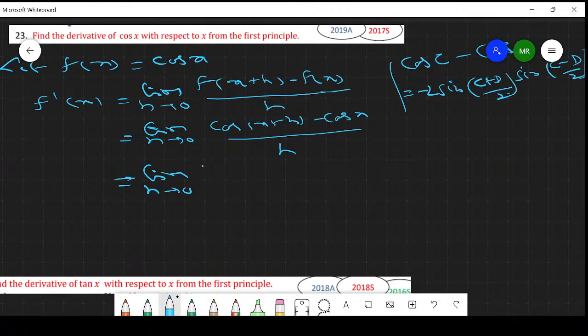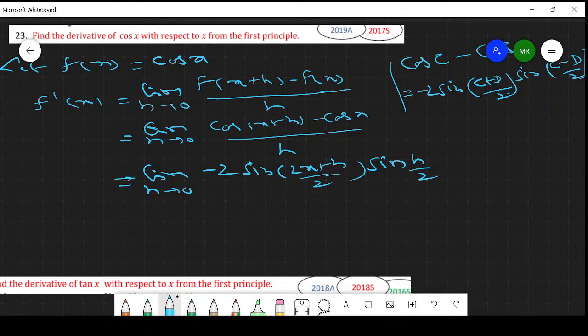Cos c minus cos d equals minus 2 sin((c+d)/2) into sin((c-d)/2). So c is x plus h and d is x: sin((x+h+x)/2), that is (2x+h)/2, into sin((c-d)/2). So x plus h minus x comes h by 2. H by 2 it comes like this.